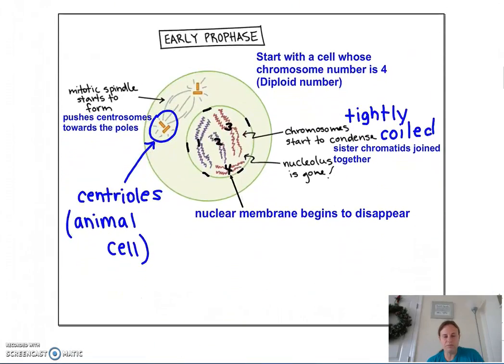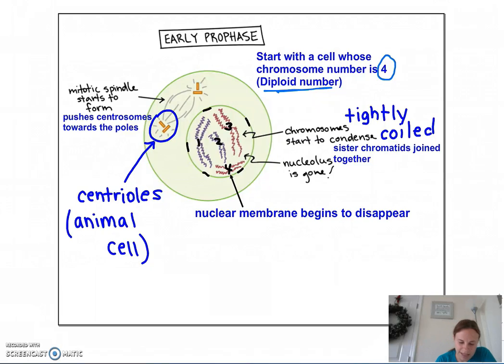Then we have early prophase, or just prophase, and we're going to start with a chromosome number that's 4. This is known as the diploid number. We're going to get into something called the haploid number eventually, which is half the number of chromosomes. The diploid number is the full number of chromosomes, and this particular cell has got 1, 2, 3, 4 chromosomes. So we're going to trace those chromosomes throughout mitosis.